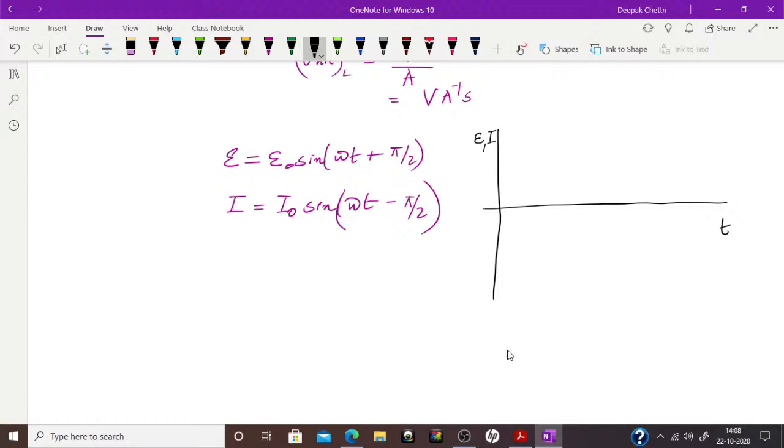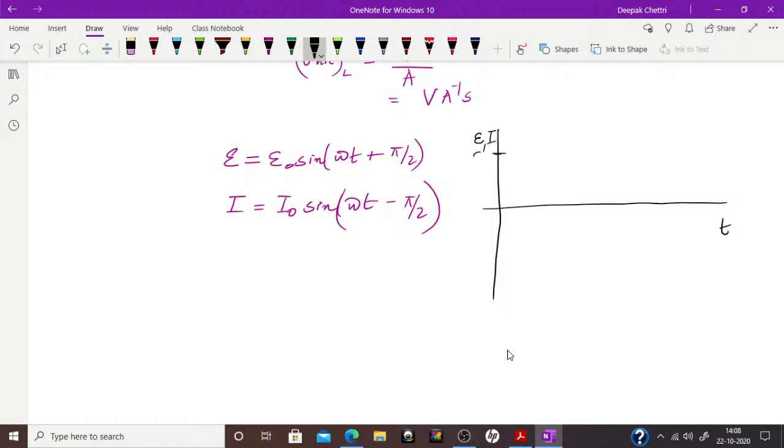So let us first do it for E. If I put t equal to 0, then omega t will become 0, so it will be E naught sine pi by 2. What is sine pi by 2? Plus 1. So the answer will be E naught.